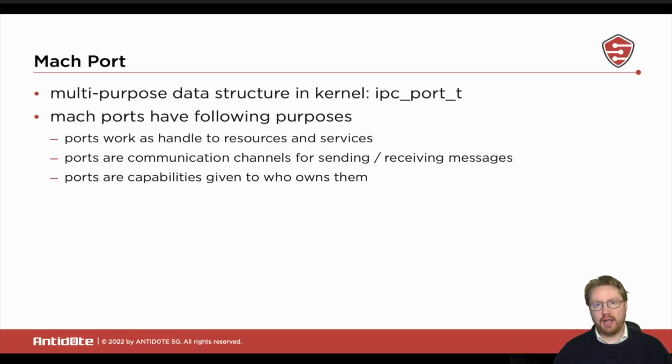So first of all, a Mach port is basically a multi-purpose data structure within the kernel known as ipc_port_t. They have multiple different purposes. For example, they are used as a handle to resources or services. They are used for communication between different parties, so you can send and receive messages. And they're also used to represent capabilities that the owner has by having them.